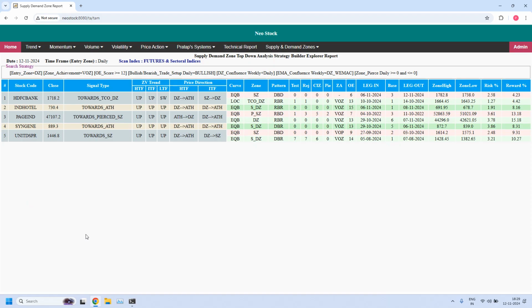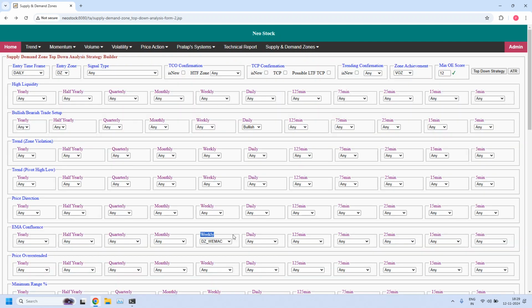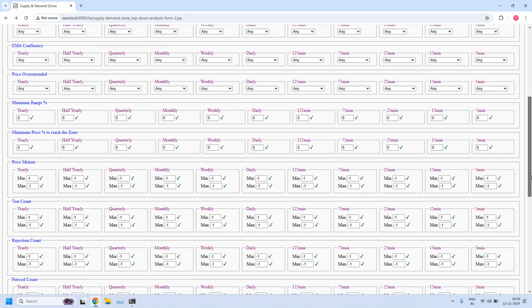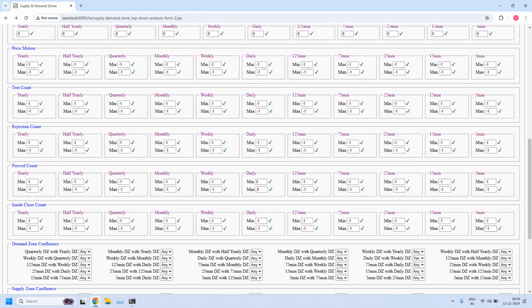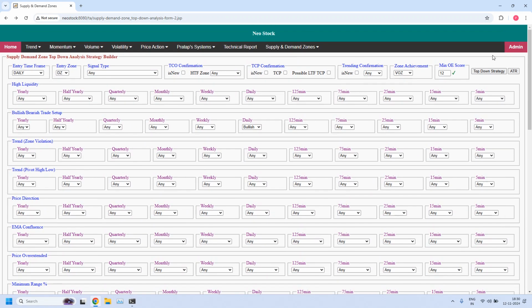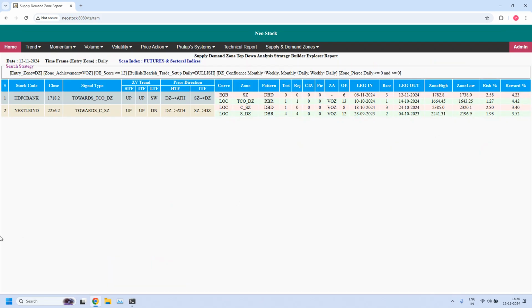Let us filter based on LTF, ITF and HTF demand zone confluence. So I am removing this EMA filter. In the demand zone confluence, 3 filters we should set. The LTF, ITF filter is already enabled, daily and weekly. And next, daily demand zone with monthly demand zone confluence. And weekly demand zone with monthly demand zone confluence. With all the 3 filters, we can get LTF, ITF, HTF demand zone confluence.